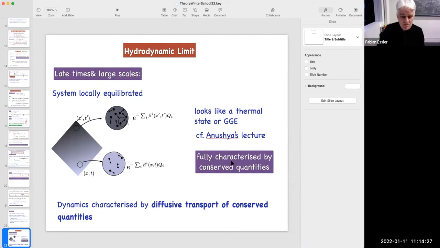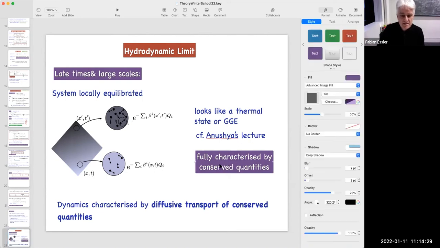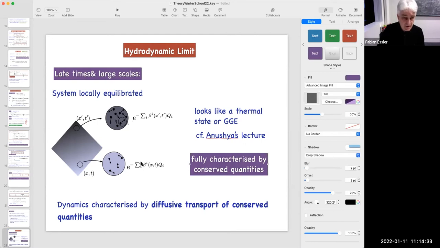And I think Anusha covered this. Importantly, the local physics is fully characterized by the conserved quantities. So let's say the energy, particle number, momentum in a generic system. And the dynamics then at late times and large scales is characterized by diffusive transport of the conserved quantities. And that's described by hydrodynamics.